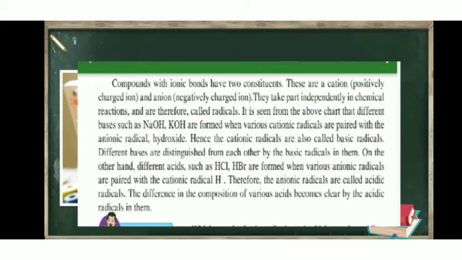On the other hand, different acids such as HCl, HBr are formed when various anionic radicals are paired with the cationic radical, that is H. Therefore, the anionic radicals are called acidic radicals. I hope you have understood this. So the difference in the composition of various acids becomes clear by the acidic radicals in them.